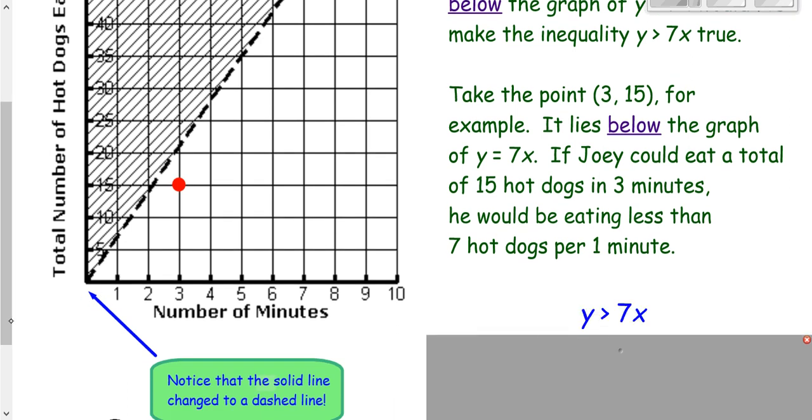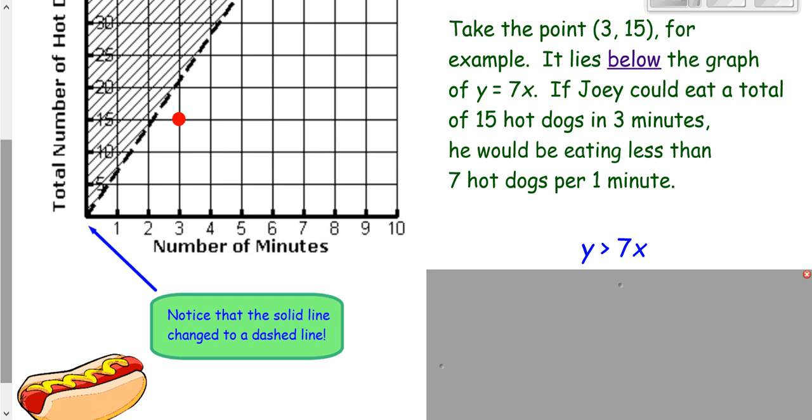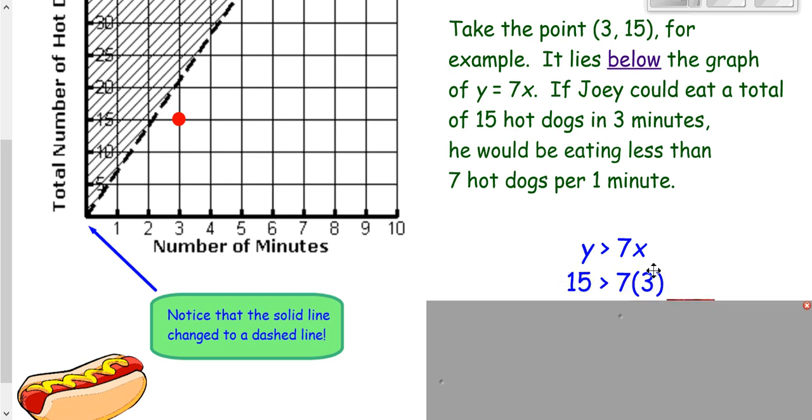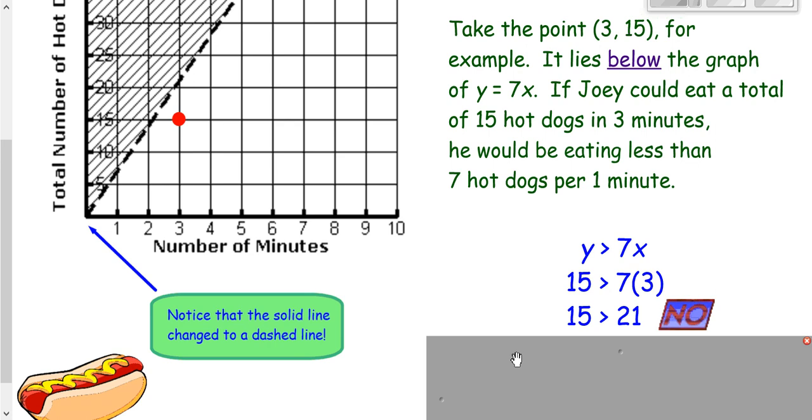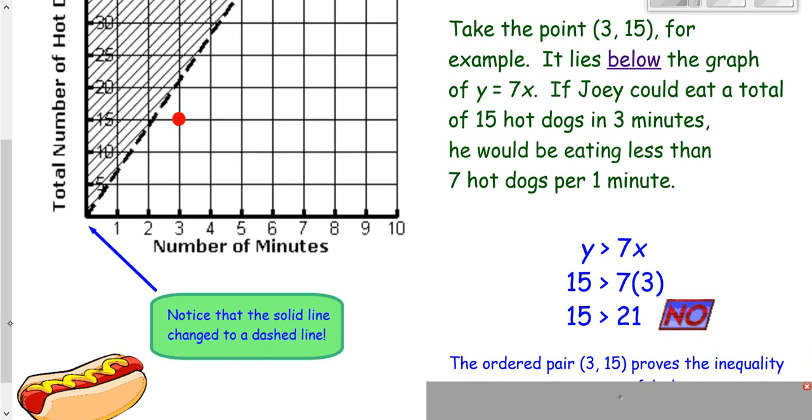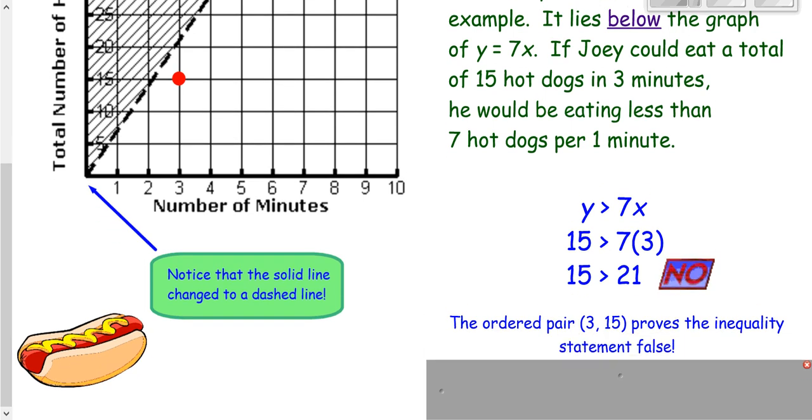So y is greater than 7x is our inequality that we need to hold true. So we'll plug in our x value of 3 minutes and our y value of 15 hot dogs. And if we test that out, we get 15 is greater than 21. No, that is a false statement. So that means the ordered pair (3, 15) proves the inequality statement false.